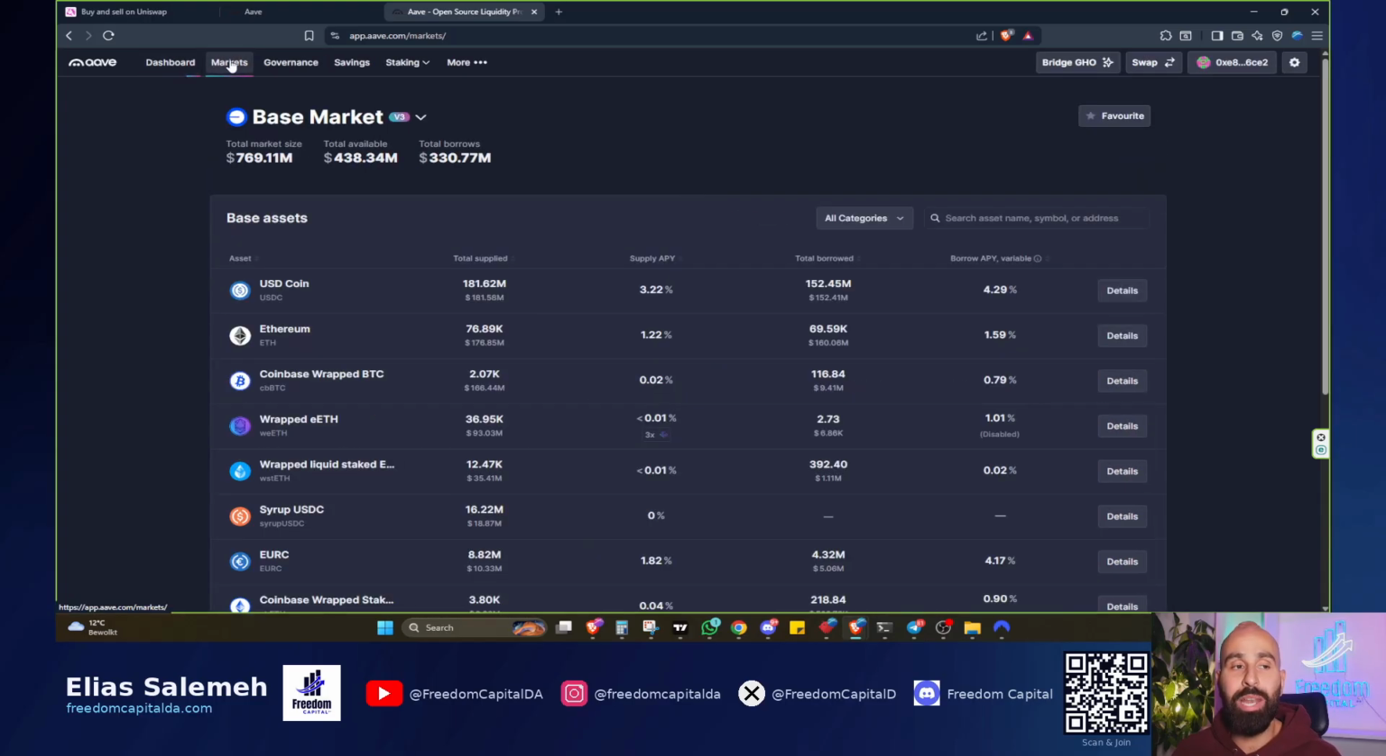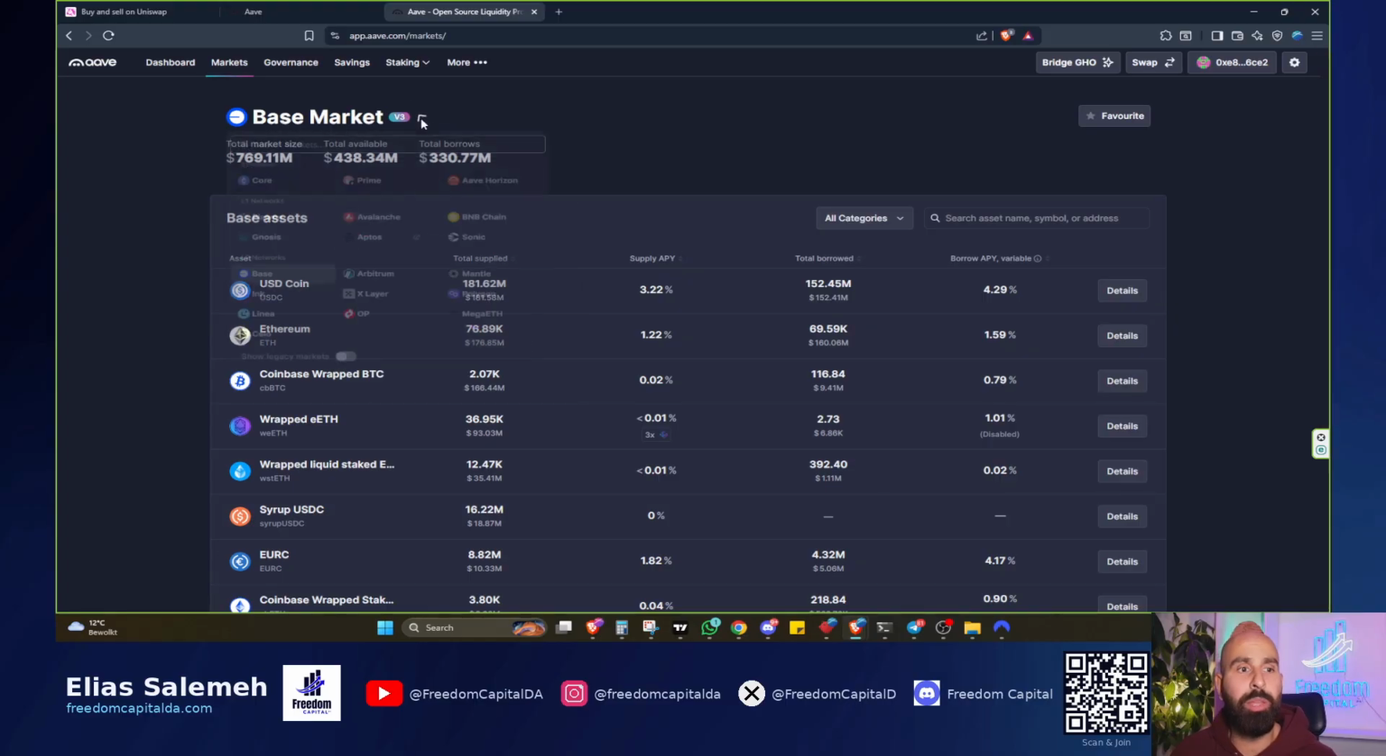Next, we continue and navigate into the markets tab. The markets tab shows you all the available markets, or networks if you want, where you can see the different digital assets that you can pledge as collateral and deposit and earn yield on, basically lending your digital assets and putting them to work. And you can also see the borrow APY and how much you will have to pay in terms of interest if you decide to borrow a specific asset.